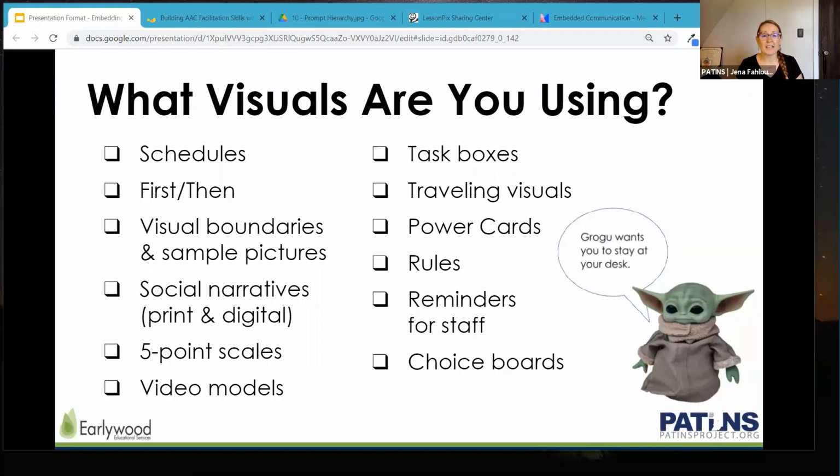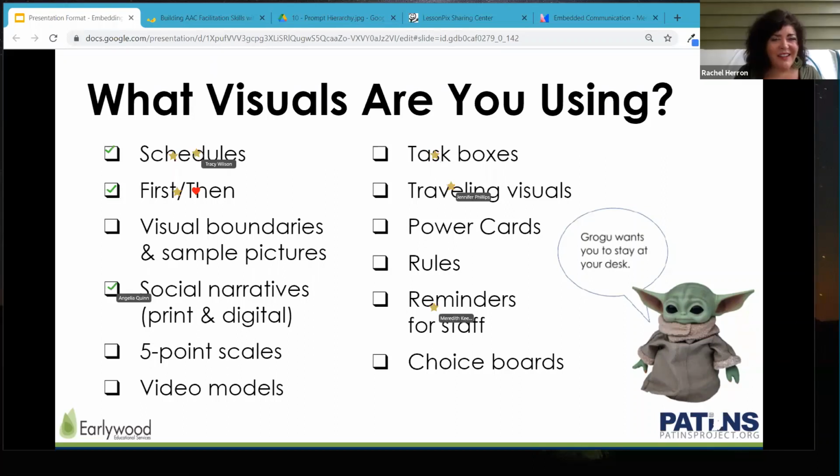Are you using visual schedules? How about first-then schedules? Oh, I see a heart for first-then. I love it. Oh, first-then, yep. Visual boundaries and sample pictures. So when you have students that need some spatial boundaries and samples of what that space should look like based upon their organization and their needs, not the way you want it again. Those visuals are helpful. How about social narratives?